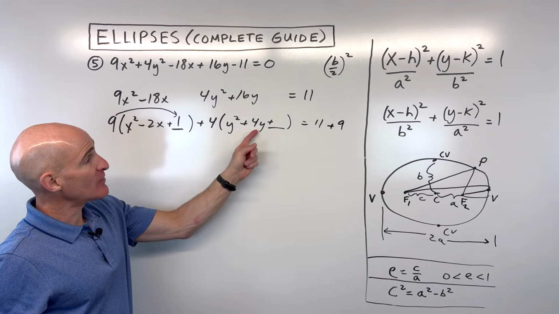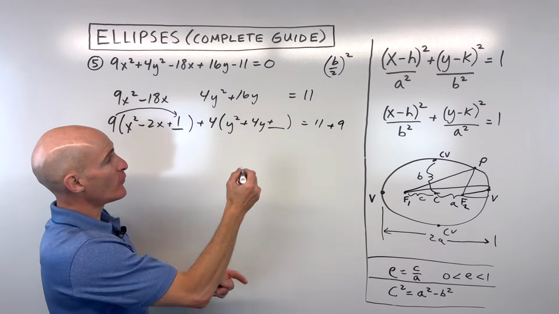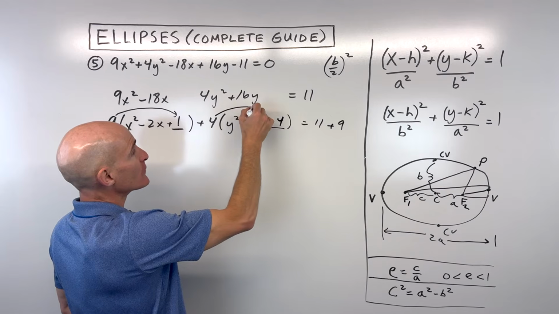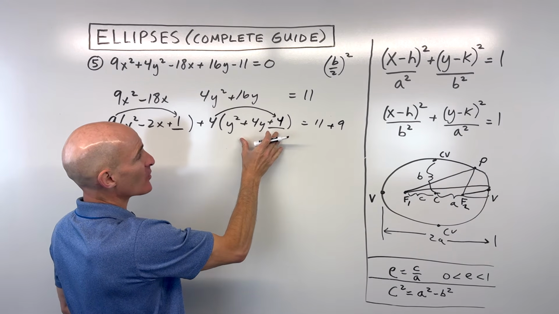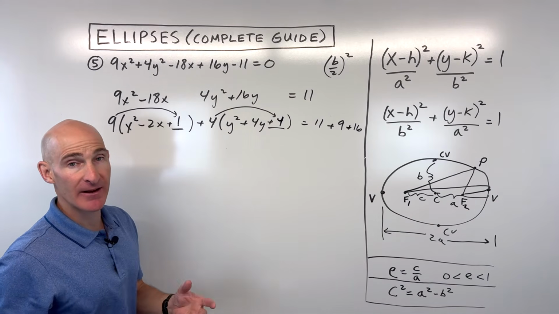Okay. Same thing over here. Half of 4 is 2. 2 squared is 4, but it's actually 4 times 4, 16 that we're adding to the left side. So to keep this balanced, let's add 16 to the right side.